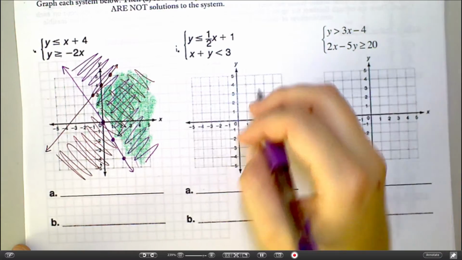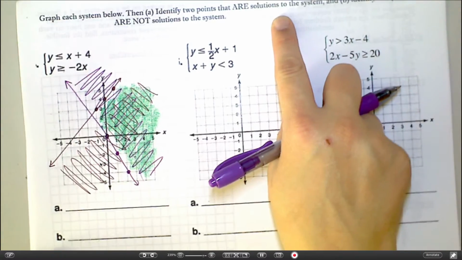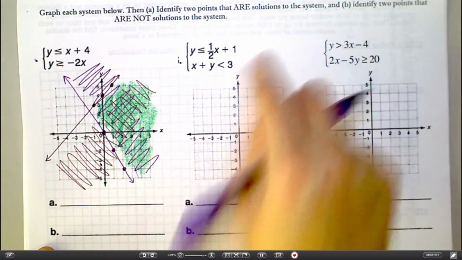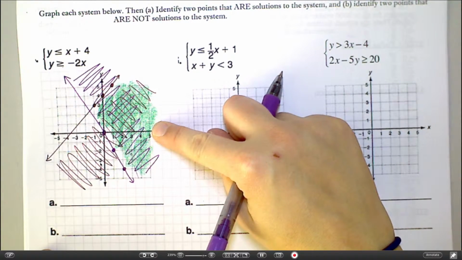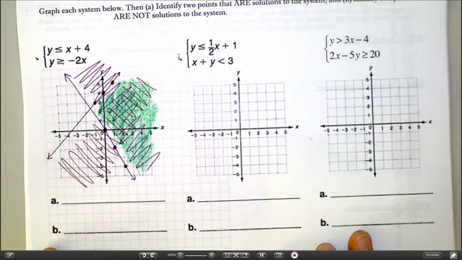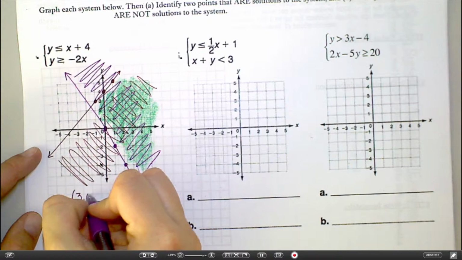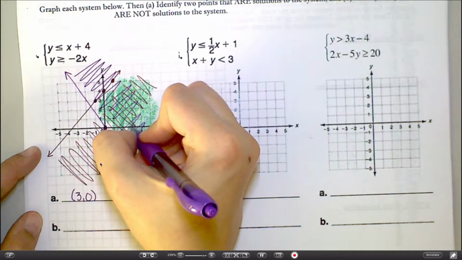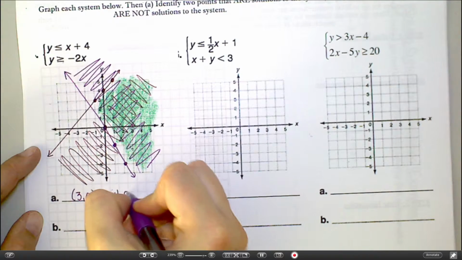So A and B say identify 2 points that are solutions, and then identify 2 points that are not. So everything that I colored in green here is a solution. So give me something that's in the green section. 3, 0. 4, 0. Yep, that's right here. 3, 0 and 4, 0 would work. Okay, you could go on forever.